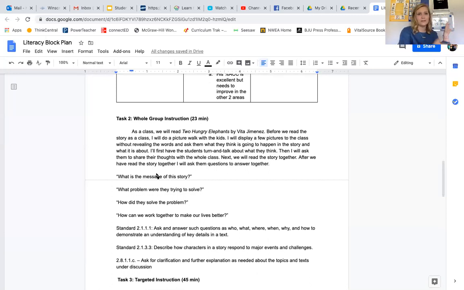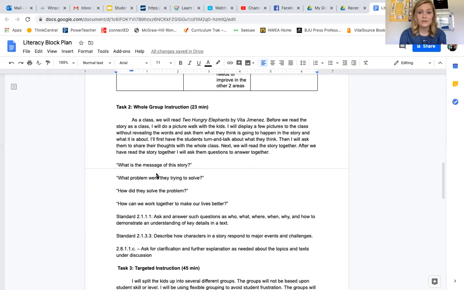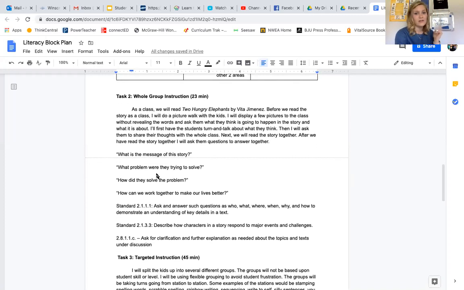First I would have them turn and talk to their partners at their tables and discuss what they think is going on. And then after a few minutes, I would have them share with me what they and their partner came up with. Then after that, I'd say, let's find out and see if any of you were right. So then we would read the story together, and after we have read it, I'll ask them some questions to answer together.